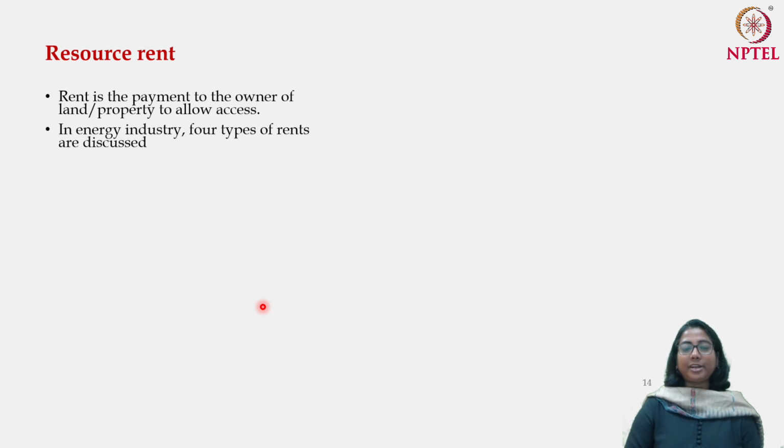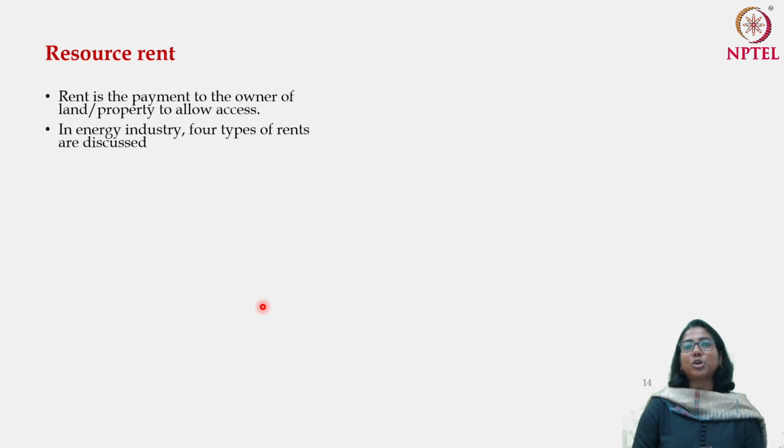The last part that we are going to discuss is the resource rent. Now what is a rent? We have already said that the resource rent is basically a payment to the owner of a land or the property to allow access. Now what kind of rent do we see in the context of energy? We have already discussed one kind of rent, which is the depletion rent or the scarcity rent or depletion premium. So we are not going to bring that into this discussion.